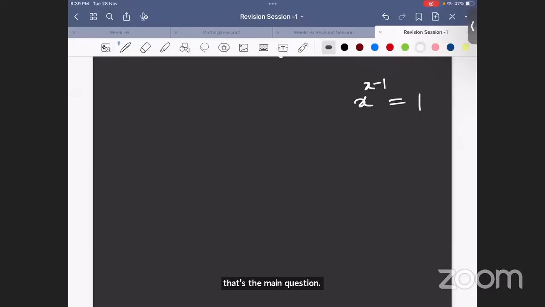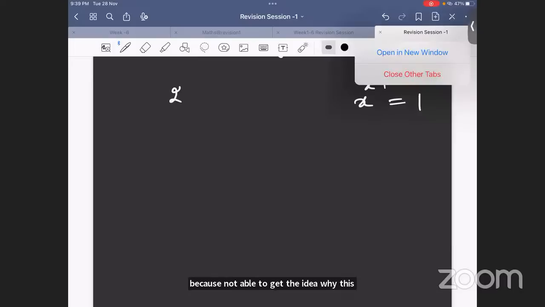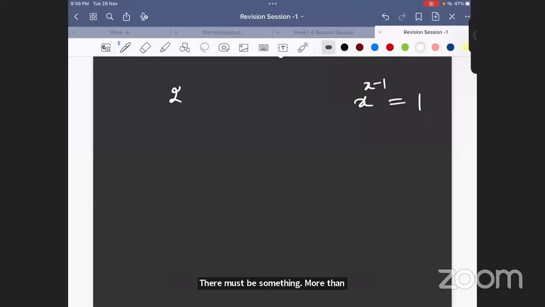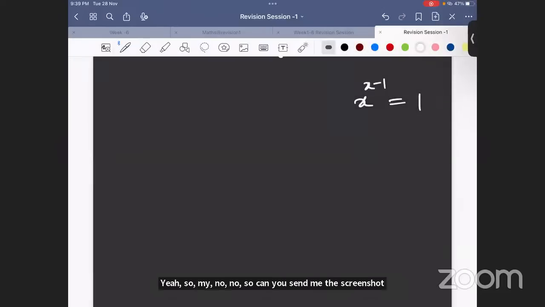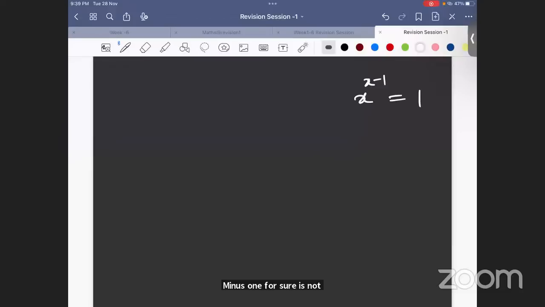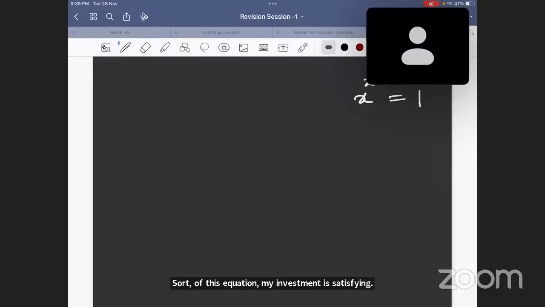Can you send me the screenshot of that question? Because I'm not able to get the idea why this 2 was given. There must be some more information or something else. Minus 1 itself is not satisfying the equation. Yes, it is satisfying: minus 1 to the power minus 2. Okay, can you send me the screenshot once?